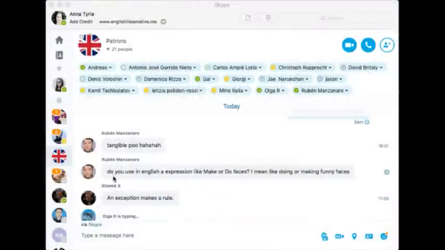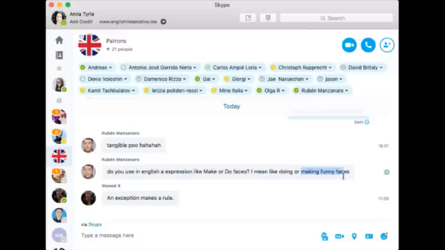So, Ruben, do you use in English an expression like make or do faces? I mean, like doing or making funny faces. You make a funny face, generally. So you make faces. So you might say, Mom, my brother's making faces at me. Because your brother's doing all those silly faces. And she's like, oh, David, stop making faces at your sister. Okay, so make a face.